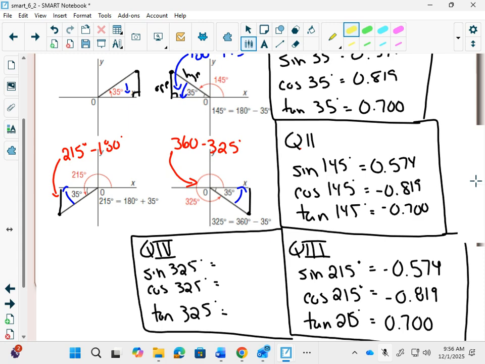So, with what we got here, the sine was negative. The cos was positive. And the tangent was negative.